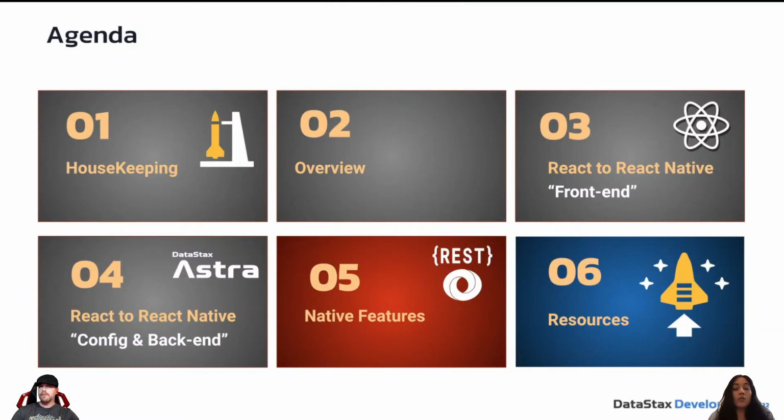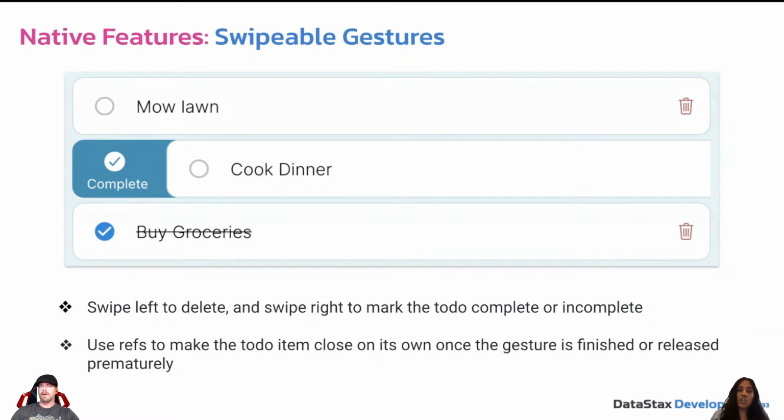All of you, hopefully, whichever ones of you have been able to get it working in Expo, can also see that we've added a couple native features that we haven't gone over yet. These allow us to have a more mobile friendly experience and also accept some of the gestures that we're totally used to. As you can see, we added swipeable gestures.